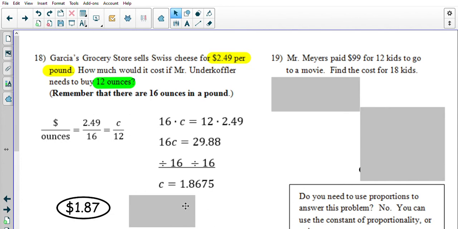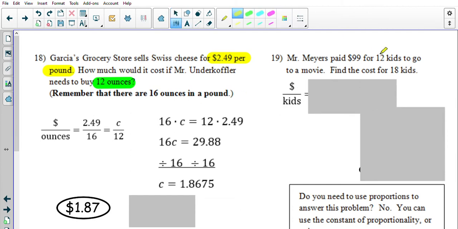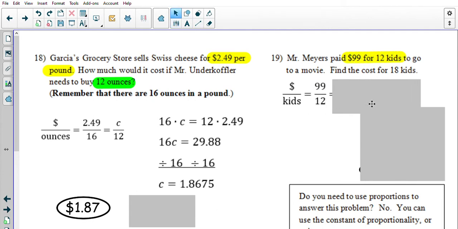All right, let's take a look at number 19. Mr. Myers paid $99 for 12 kids to go to a movie. Find the cost for 18 kids. We're talking about the cost and kids. The first fraction is going to come from the $99 for 12 kids, so that's 99 over 12. We want to find the cost for 18 kids. Kids is on the bottom, so we put C for cost over 18.